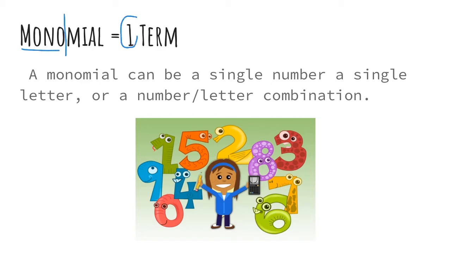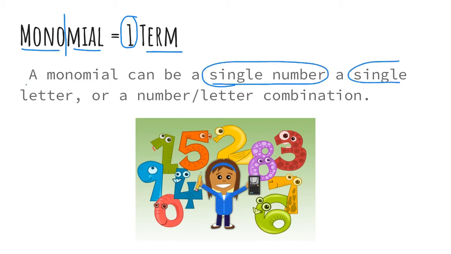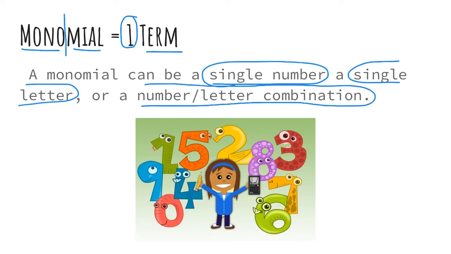Mono means one, and mial is a term. So this means we have a single term. It can be a single number. It could be a single letter, or it could be a number-letter combination that does not involve addition signs or subtraction signs.